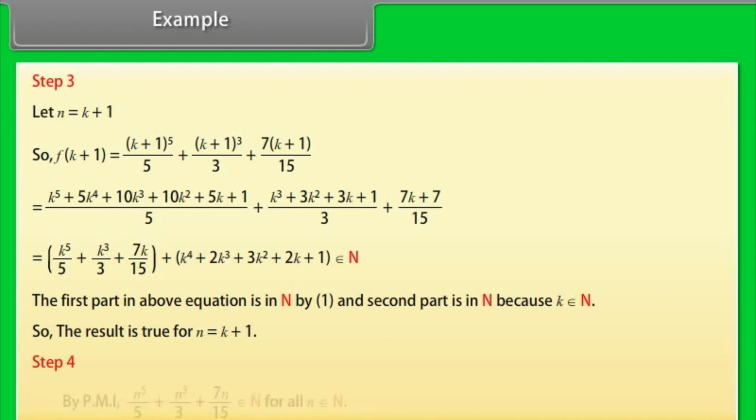Step 4. By principle of mathematical induction, n raised to power 5 by 5 plus n raised to power 3 by 3 plus 7n by 15 belongs to N for all n belongs to capital N.